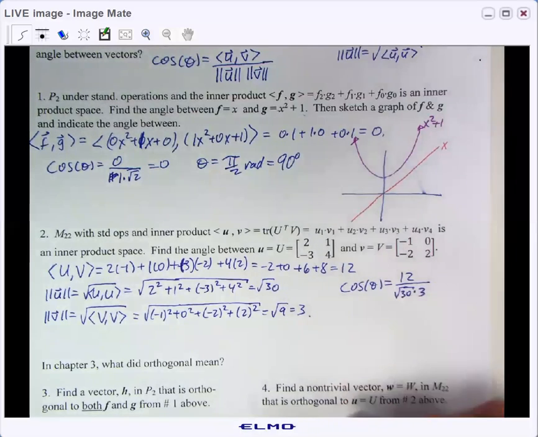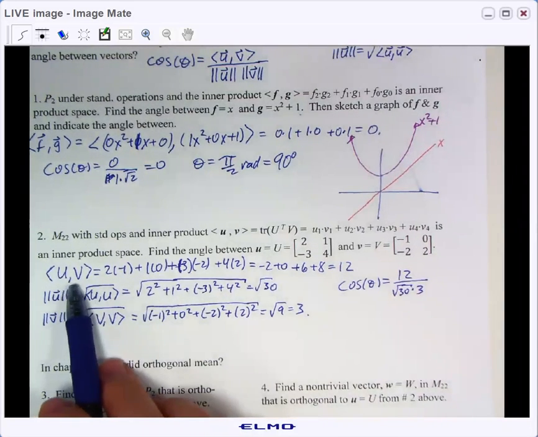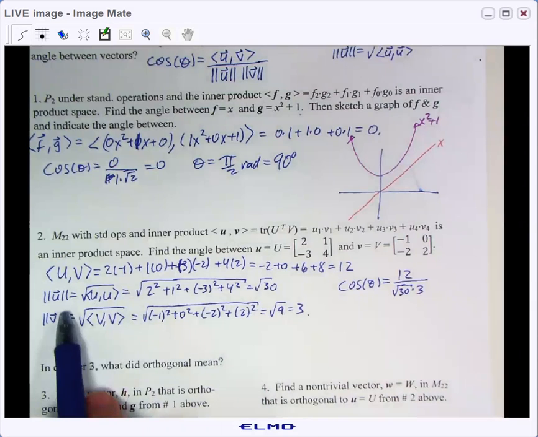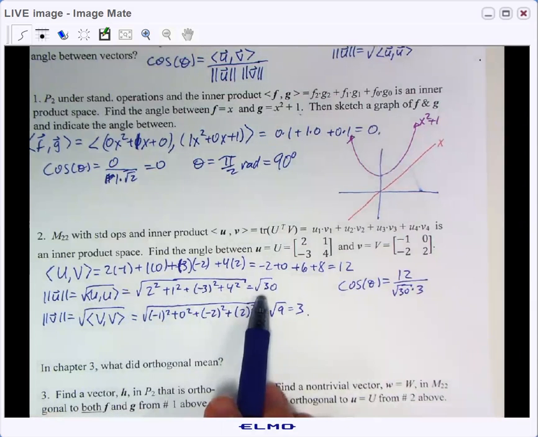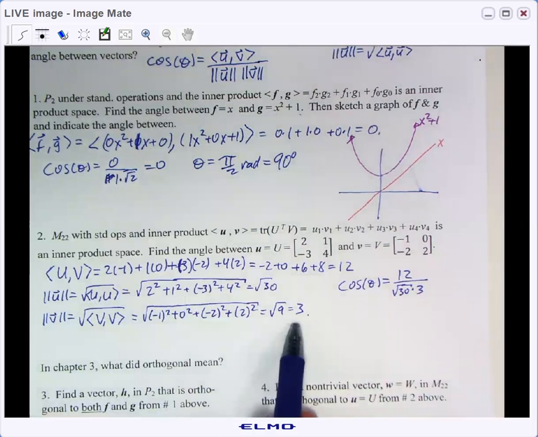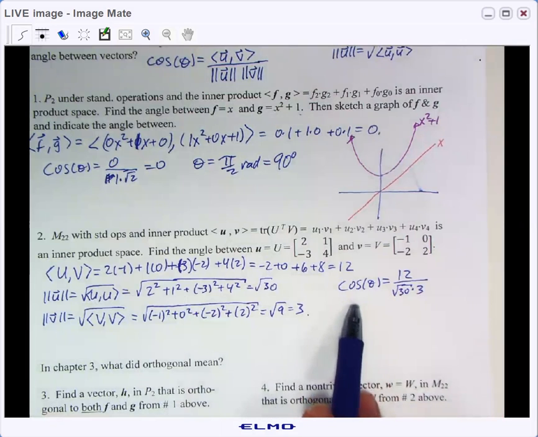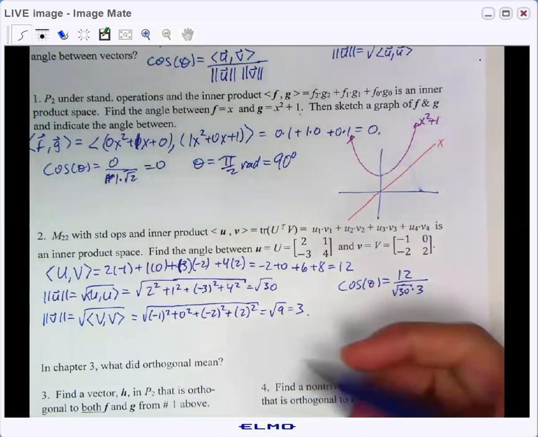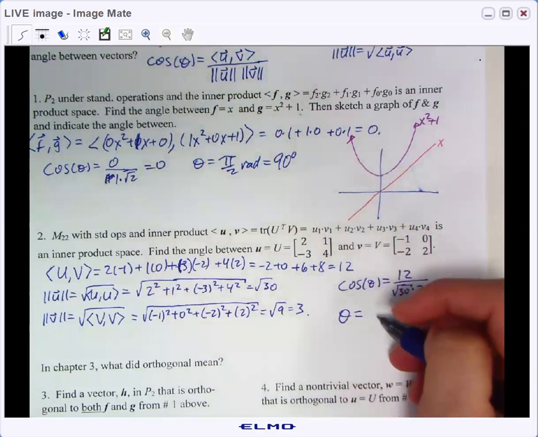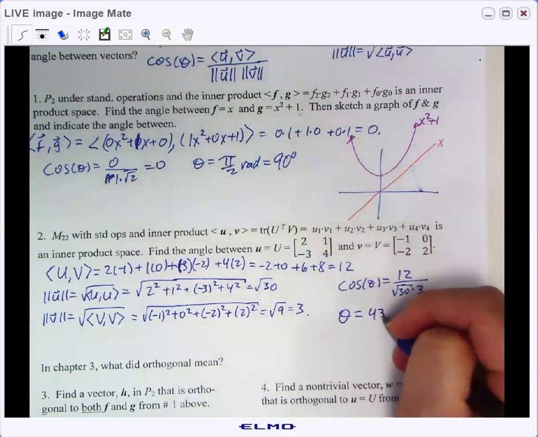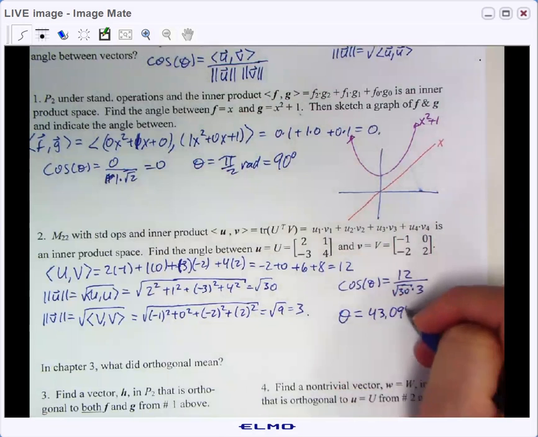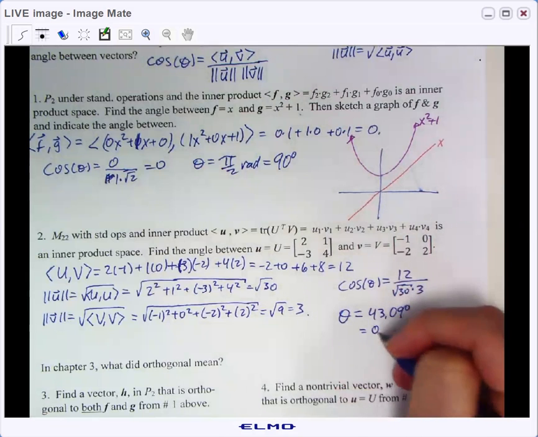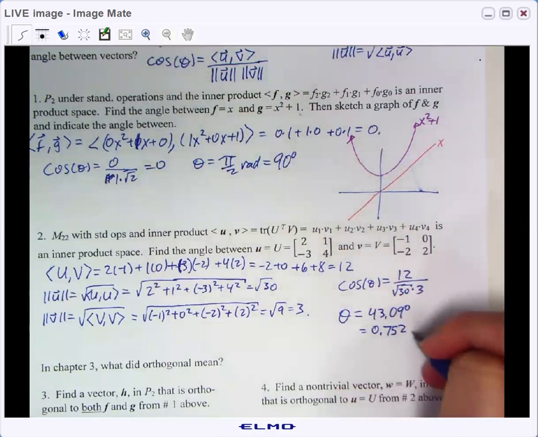Okay, so I did U inner product V and got 12. Magnitude of U is square root of 30. Magnitude of V is 3. So if we take a look at our generalization for the inner product, finding the angle between vectors, we get this. And using my calculator, I find out that theta is 43.09 degrees, or 0.752 radians.